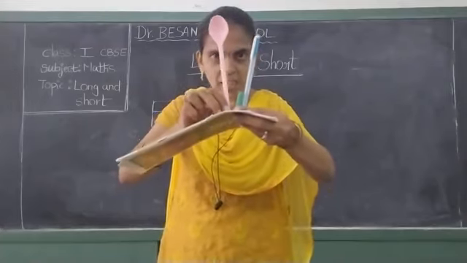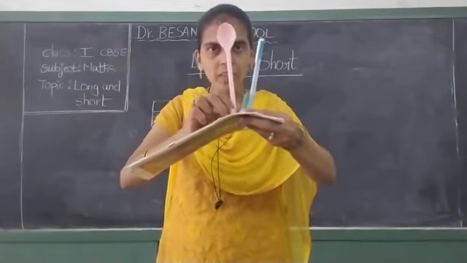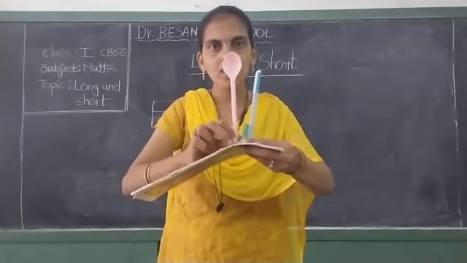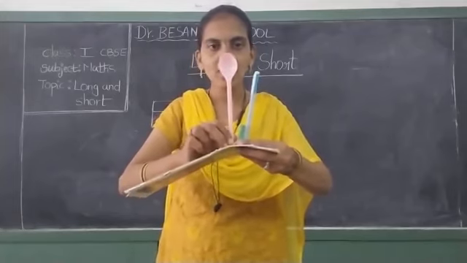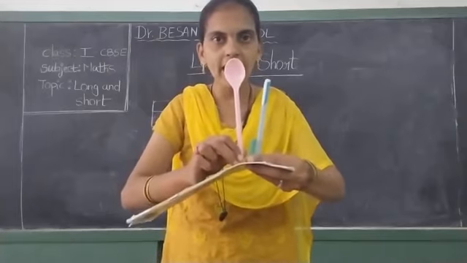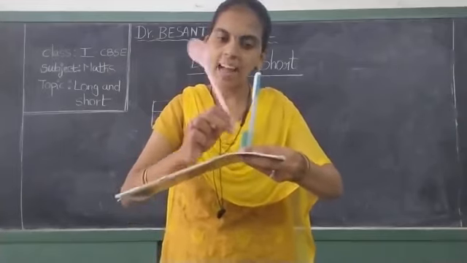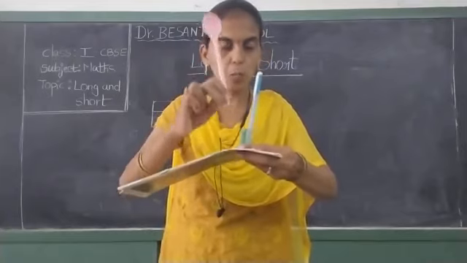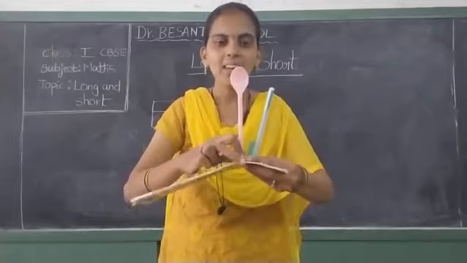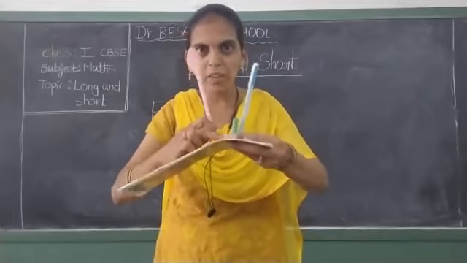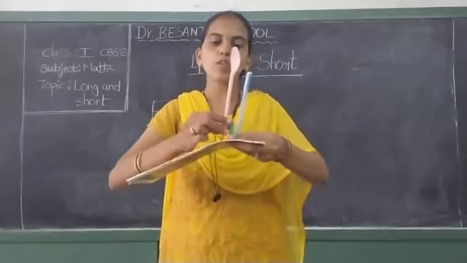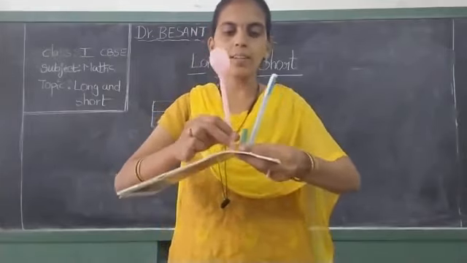Yes. So the chalk piece is the shorter. And which one is the longer? See the lengths here? Yes. It is the spoon. How are you saying that the chalk piece is short and the spoon is longer? By observing the lengths of these objects, isn't it? So now observe this one.